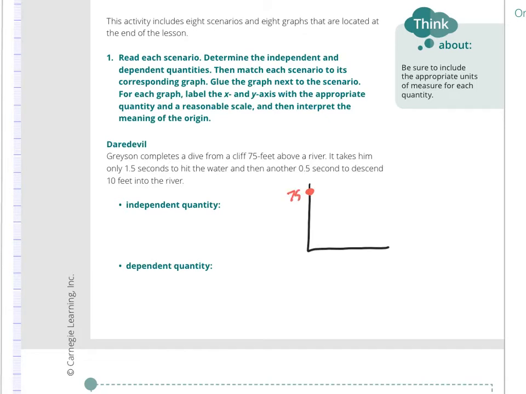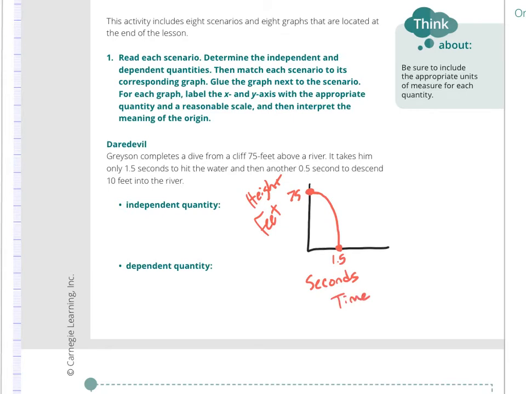Now, if I'm picturing this as 75 feet, that means this axis is feet or height. Then I picture him jumping, floating in the air, and he first starts off, if you ever jumped off a cliff, I hope you haven't, you always start off really slow going down, and then you speed up really quickly. And then at this point right here, you splash and hit the water. And it said that he hit the water after 1.5 seconds. So this would be 1.5, and this axis represents seconds or time.